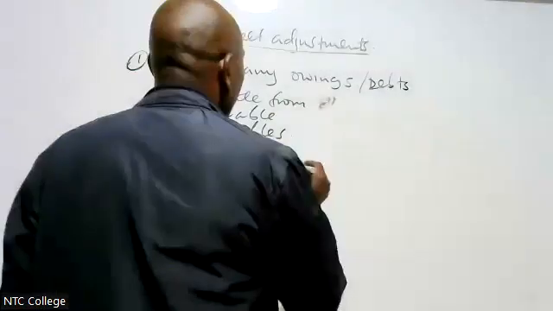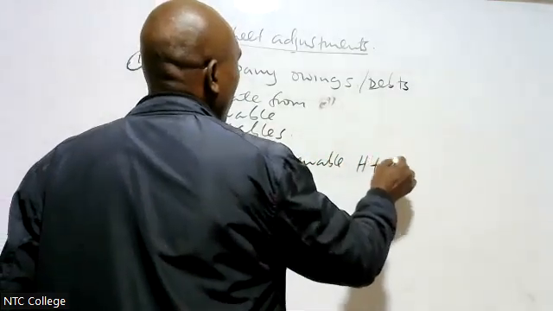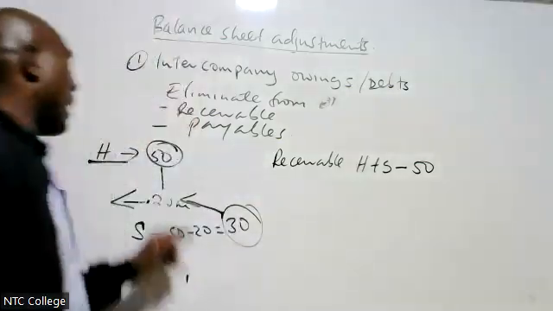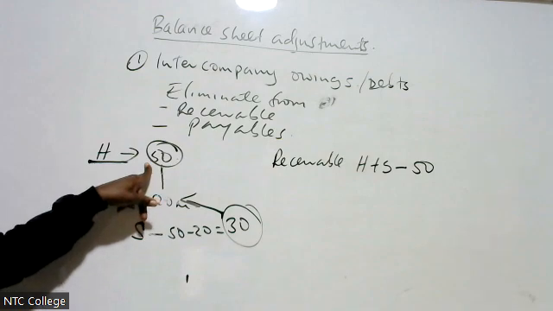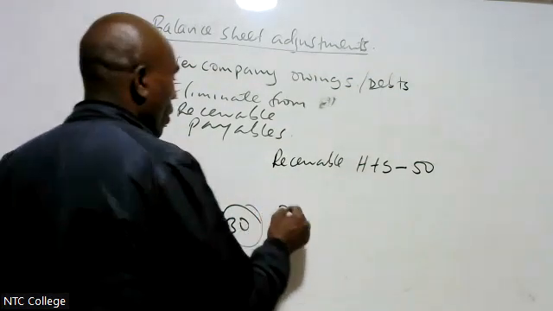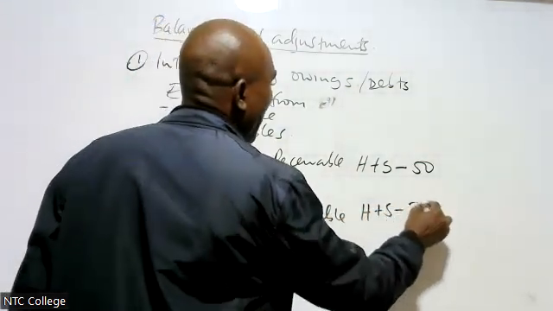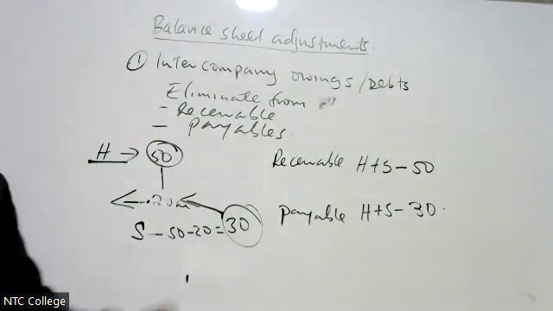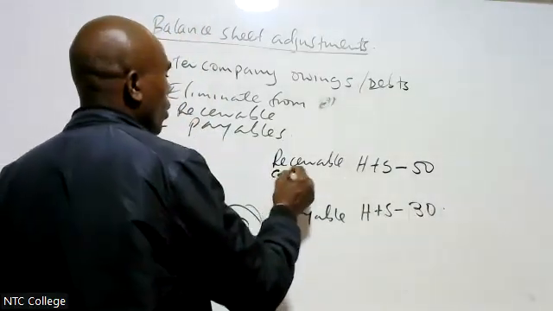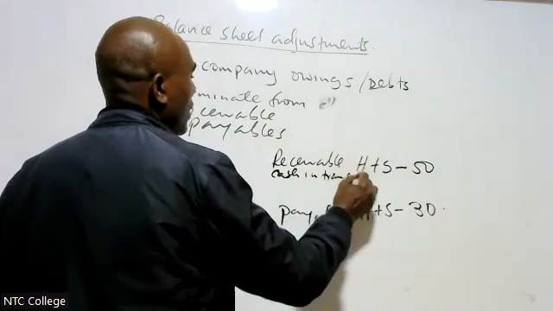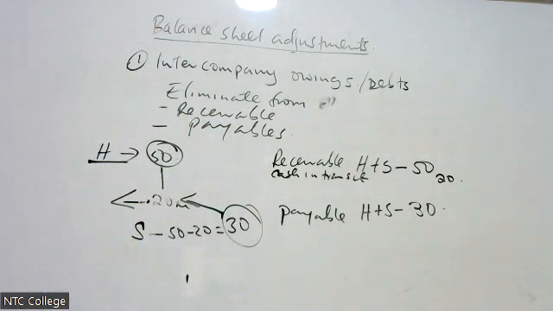Listen very carefully. I want to consolidate receivable. I will take the one for H plus the one for S, then I less the total amount of 50. Then in the payable, I will take the one for H plus S minus 30. I will not less 50 because the paying company is only remaining with 30. Then the difference of the cash in transit, I create what we call a cash in transit account of 20.